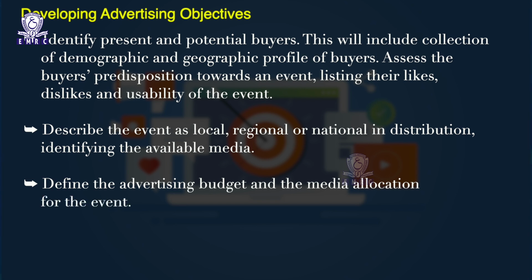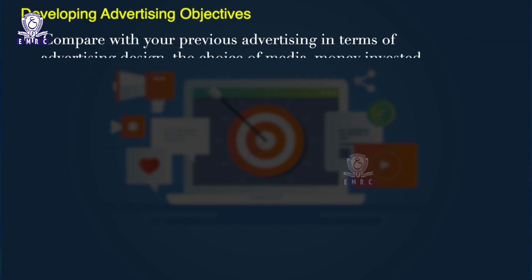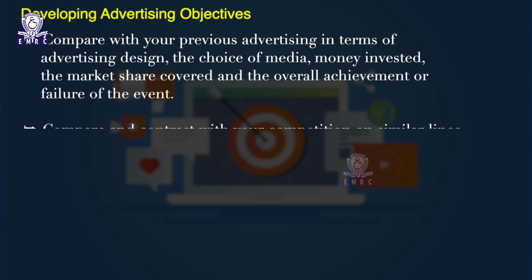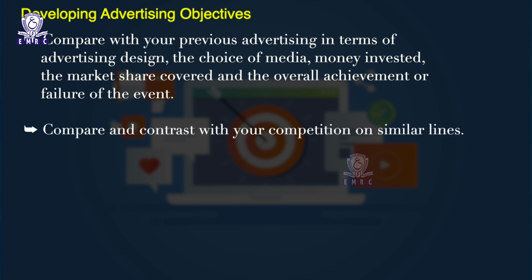Define the advertising budget and the media allocation for the event. Compare with your previous advertising in terms of advertising design, the choice of media, money invested, the market share covered and the overall achievement or failure of the event. Compare and contrast with your competition on similar lines. The aim of advertising is to attract customers' attention towards a particular product, service or event, which will include the following.